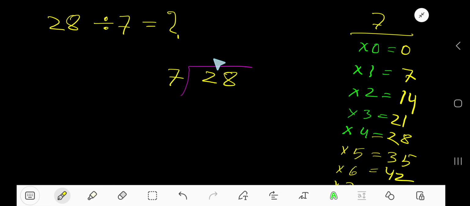7 goes into this 2 how many times? 0 times, as 2 is less than 7. 0 times 7 is 0. If you subtract, you get 2. Bring down the next digit.